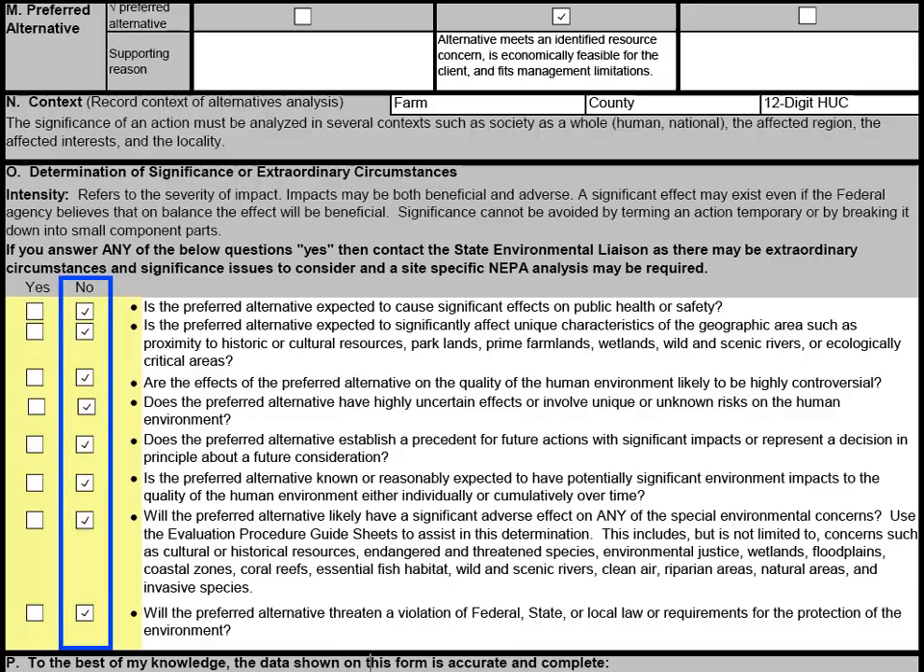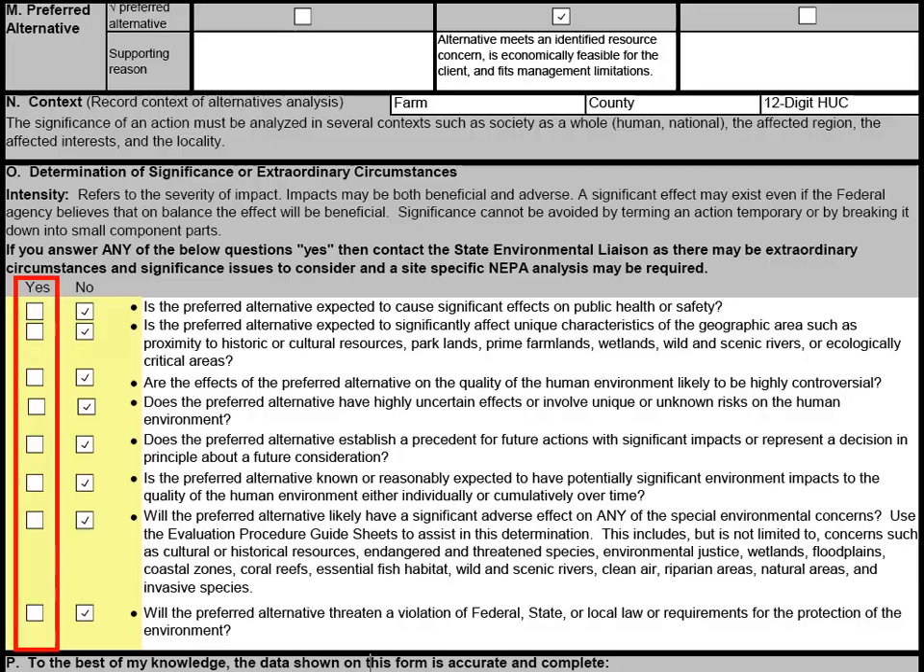The absence of any extraordinary circumstances means that the actions can proceed without the preparation of an environmental assessment as long as the planned actions are all covered by categorical exclusions or the action is tiered to an existing NRCS NEPA document. However, if any of the questions in Section O have been answered yes, then the State Environmental Liaison would have to be contacted to help determine whether a site-specific NEPA analysis might be required.